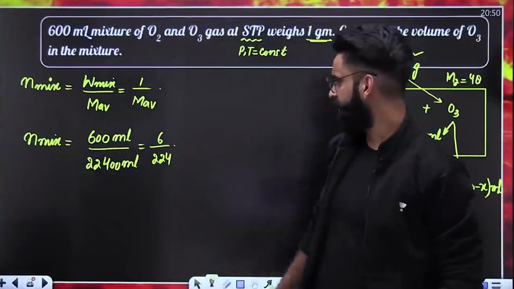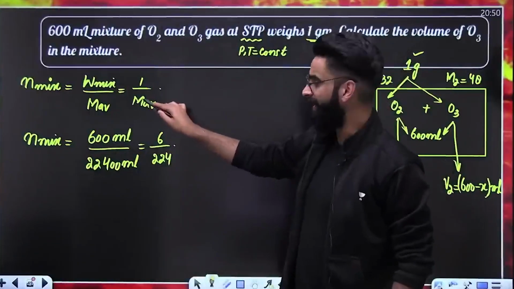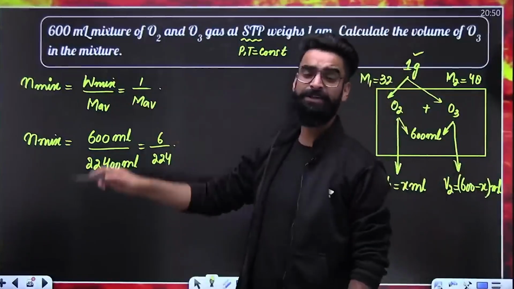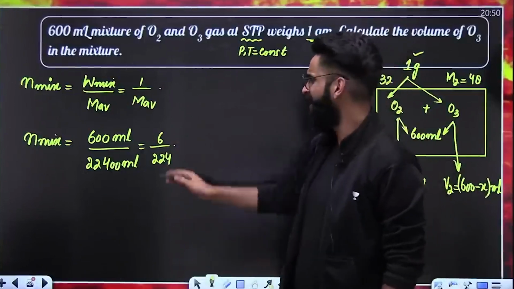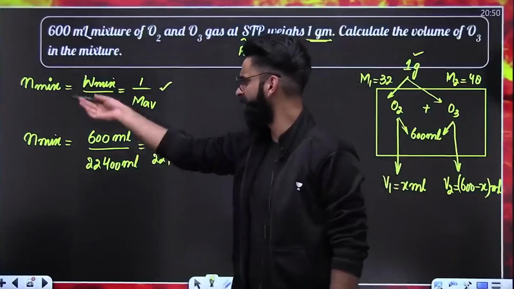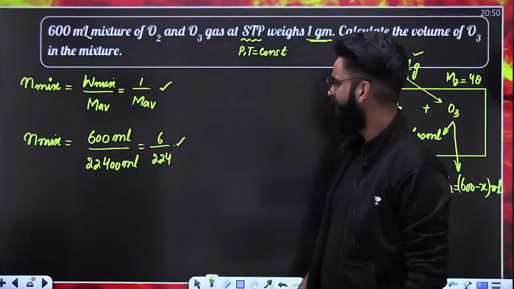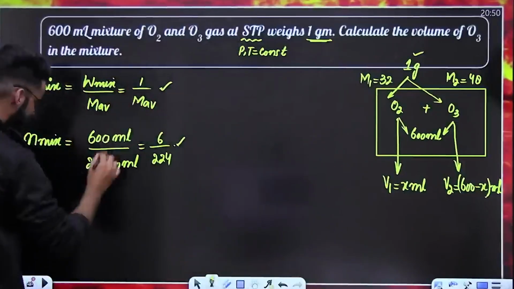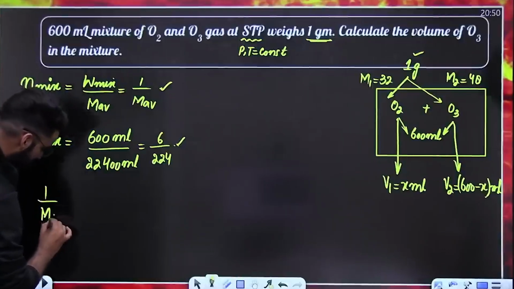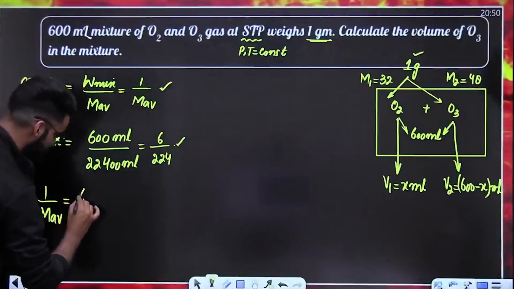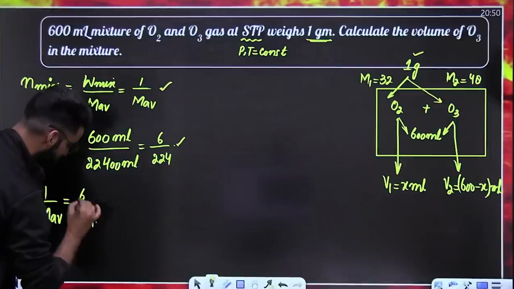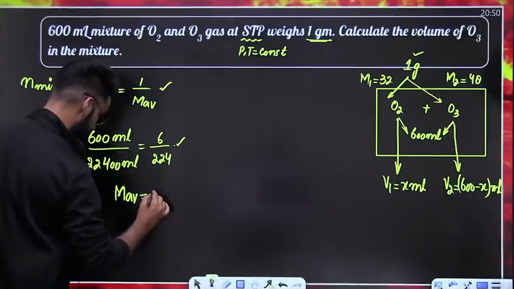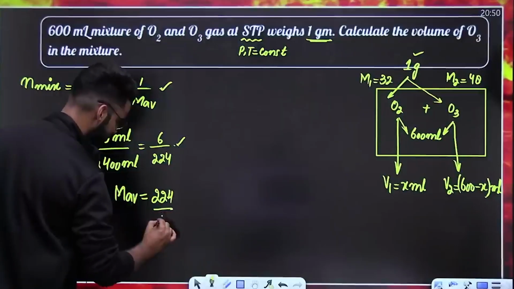Now if I ask you, what is this 1 upon M_avg? It gives me the total moles present in the mixture. 6 upon 224 again gives me the total moles present in the mixture. I've used two different routes, but eventually you are getting the same result. So from these two equations, can I say 1 upon M_avg has to be equal to 6 upon 224? Correct? After cross multiplying, M_avg is equal to 224 divided by 6.